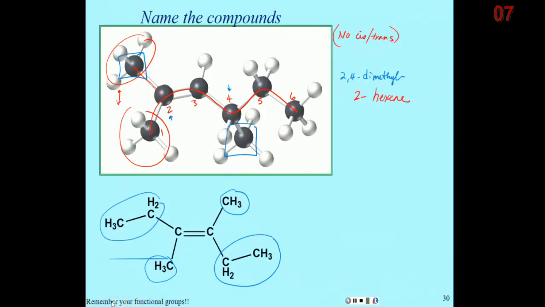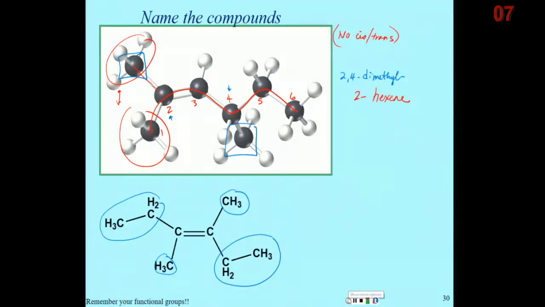Now, the fact that the left looks like the right does not matter. That's not important here. Let's see if I can erase that thing. There we go. The fact that the left looks like the right does not matter in that sense, but what's on each carbon of the double bond is what's important.